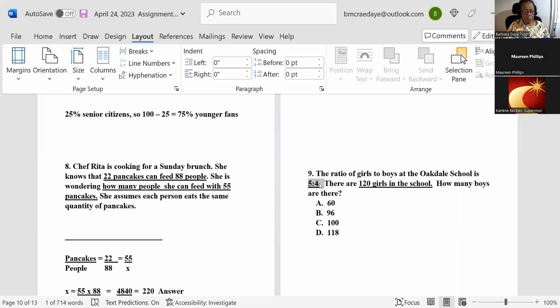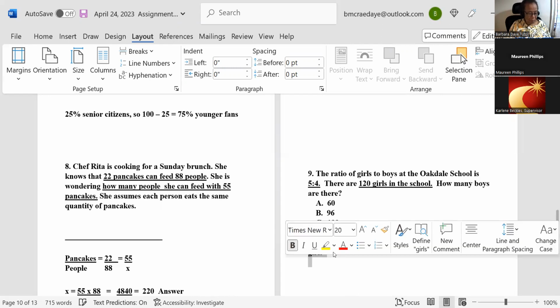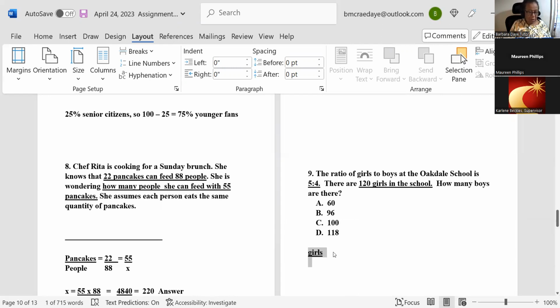Okay, there's 120 girls, right? The ratio is 5 to 4. Well, that's girls to boys. So girls, 120 over boys. Let's just make it girls over boys, 5 to 4, right? Girls over boys. That's the ratio of girls to boys, 5 to 4.